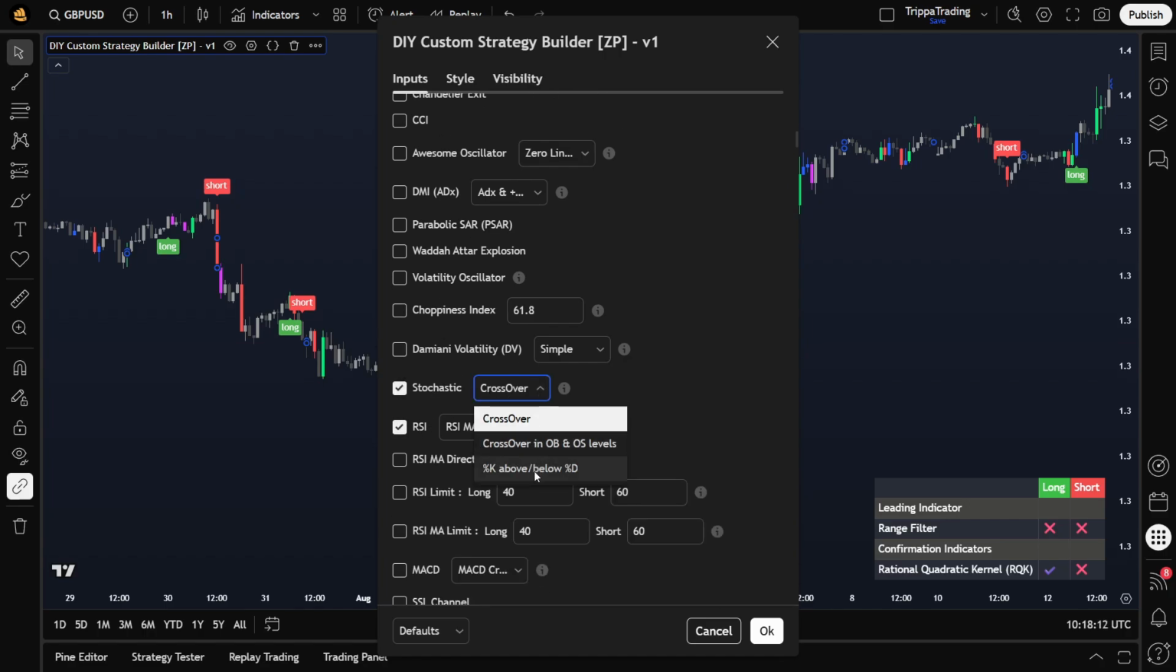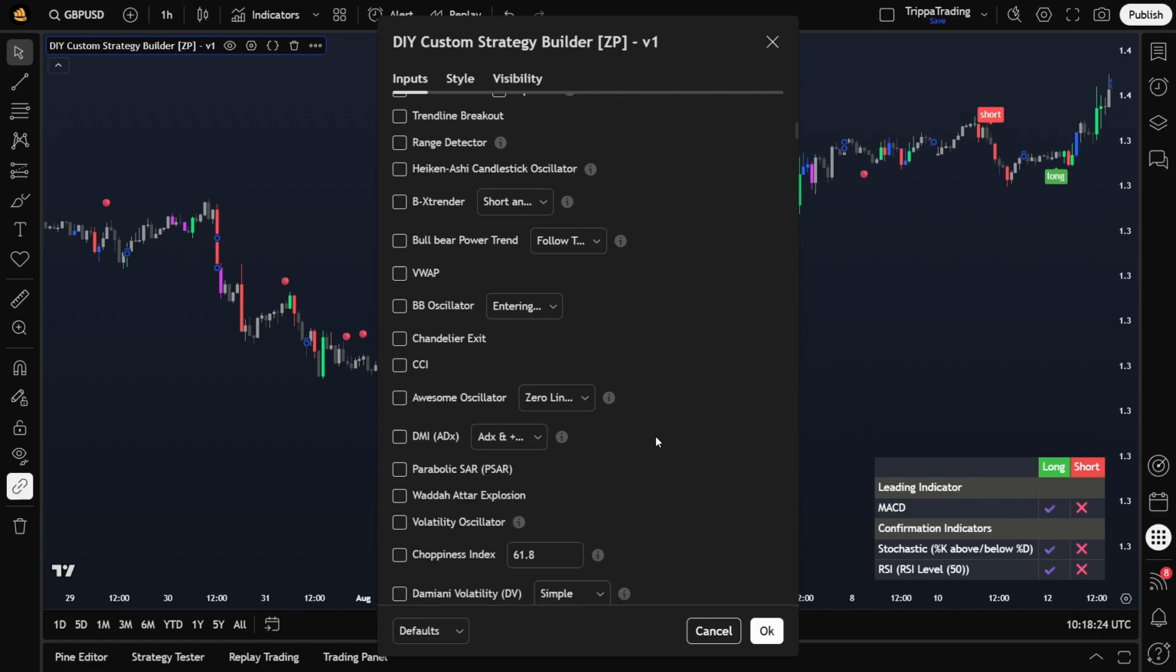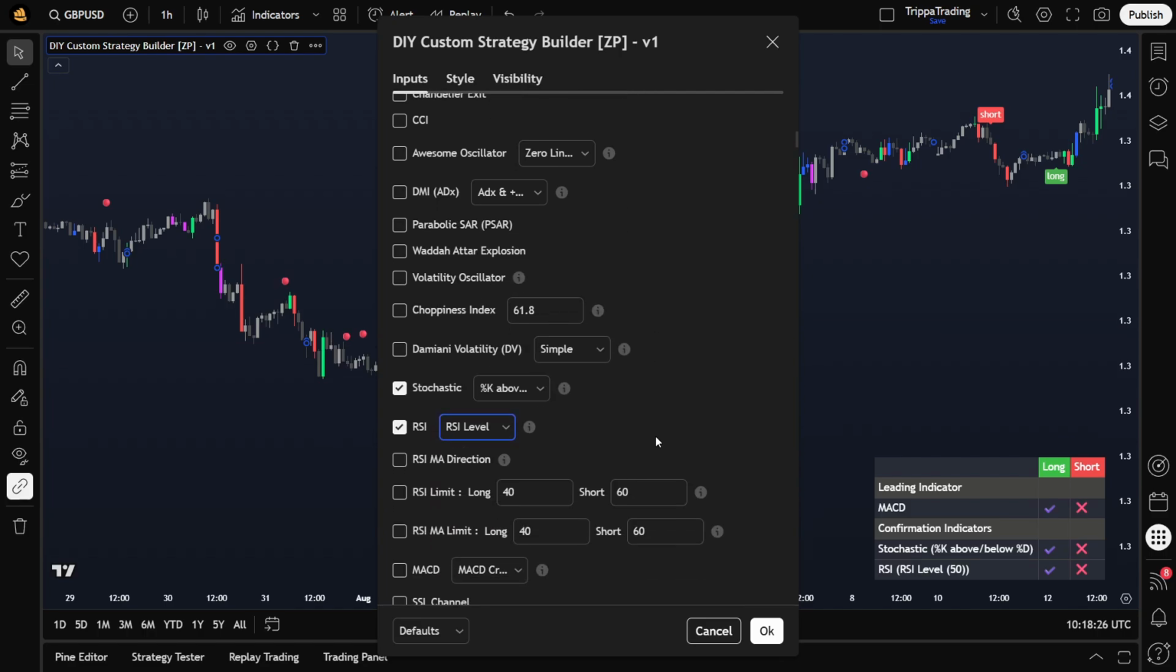For Stochastic, we choose K% crossing above D% for buy signals and below D% for sells. For RSI, we set it to use the 50 line. Above 50 is bullish, below 50 is bearish. Once these are set, the strategy is ready.